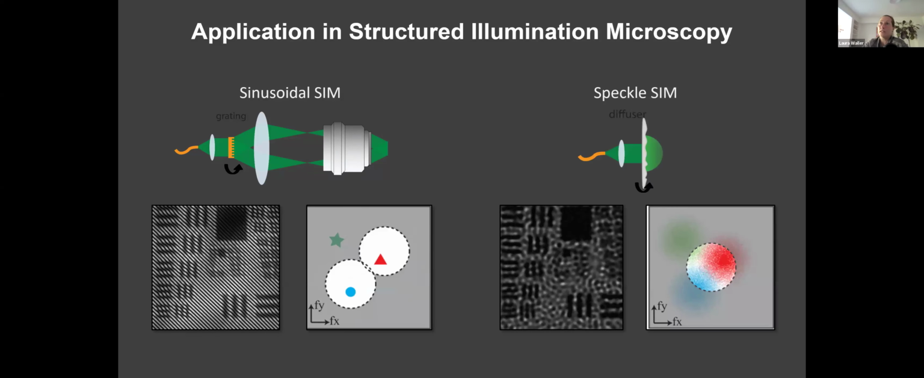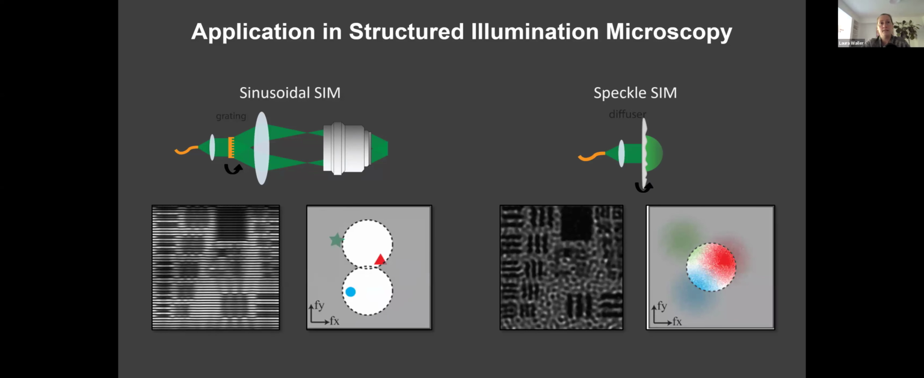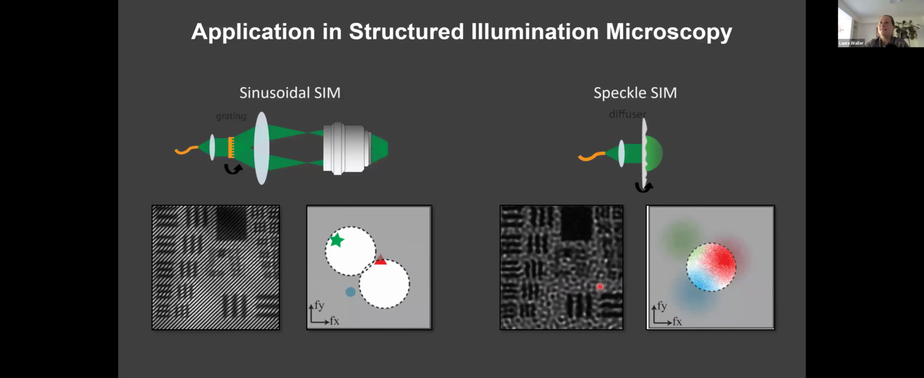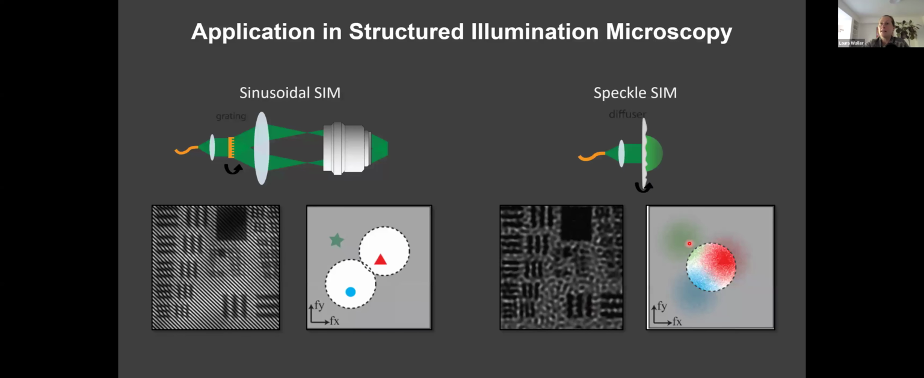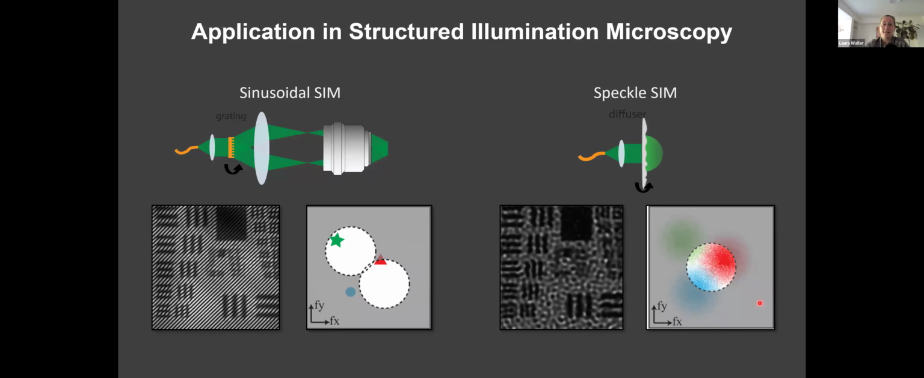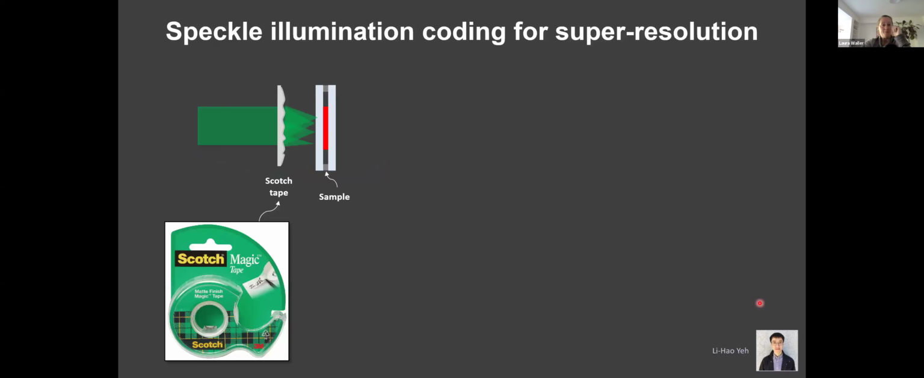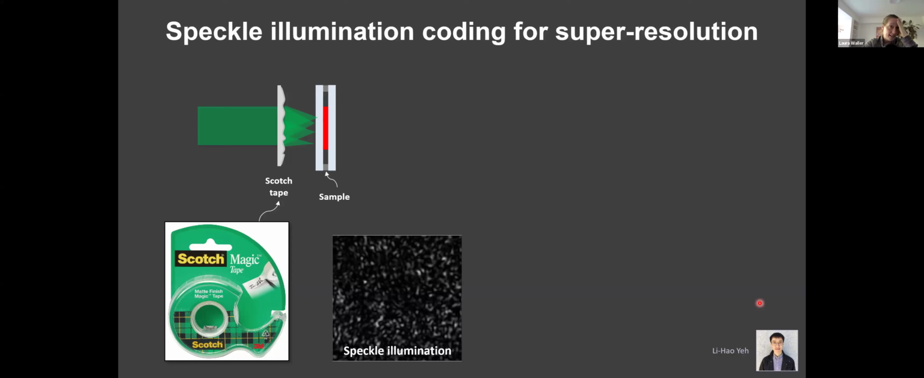There's some cool work on speckle SIM where you can illuminate your sample with a bunch of different random speckle patterns. And that will shift things around in Fourier space in a random way, but you can disentangle it computationally and solve for the super resolved image. So we did this. We generated our speckle with Scotch tape because it's fun. And we didn't go after a very high resolution.